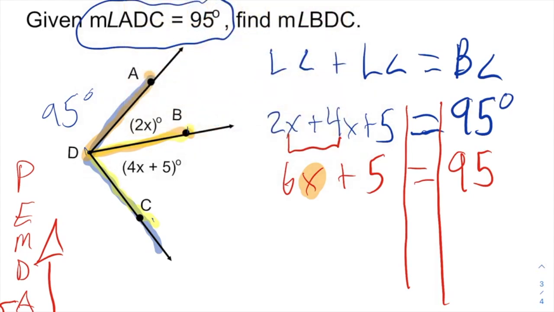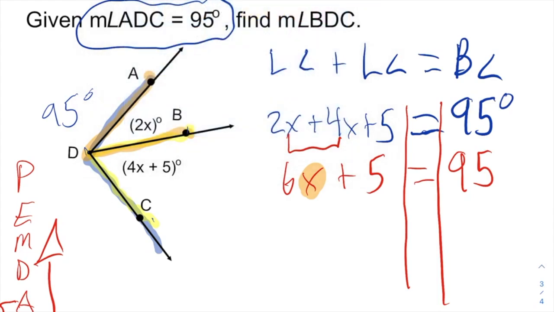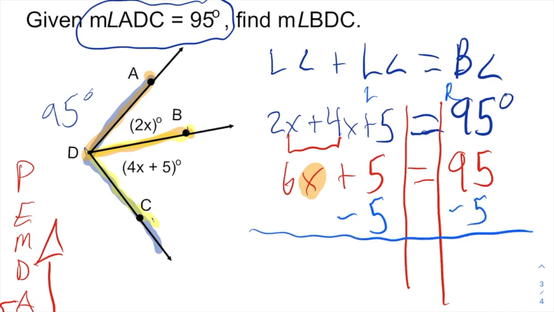So I see right now that I'm adding 5 on the left side. If I want to undo adding 5, I better subtract 5. And anything I do on the left, I have to do on the right as well. So let's subtract that. This cancels out, and I'm left with 6x equals 95 subtract 5 is 90.